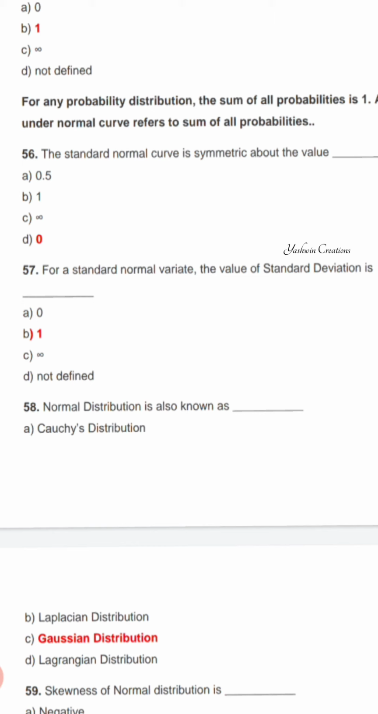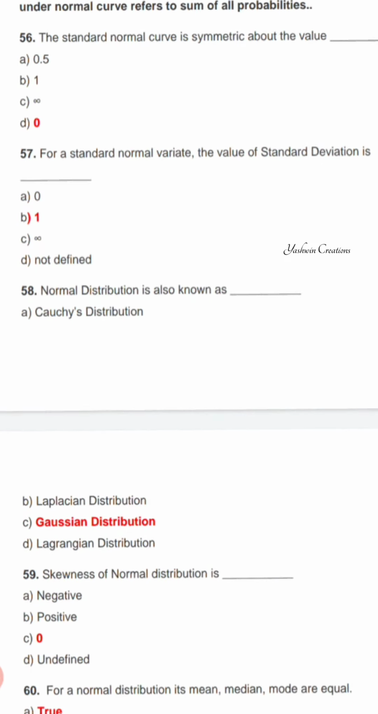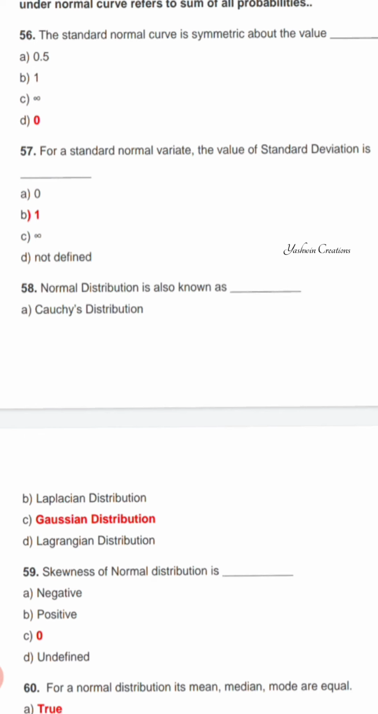Normal distribution is also known as what? Gaussian distribution. Skewness of normal distribution is 0.